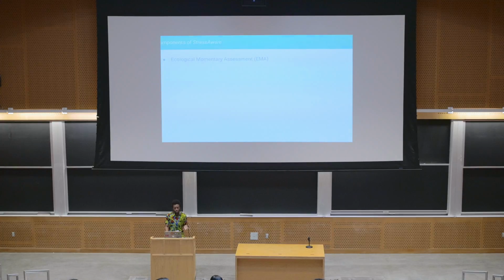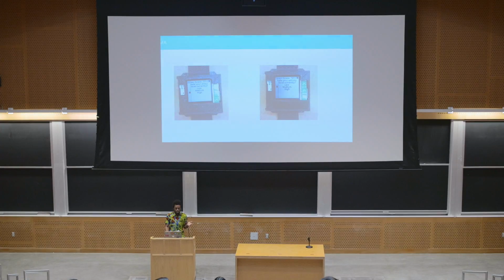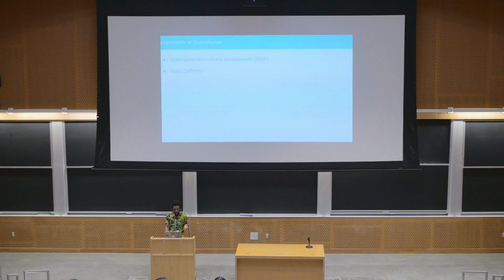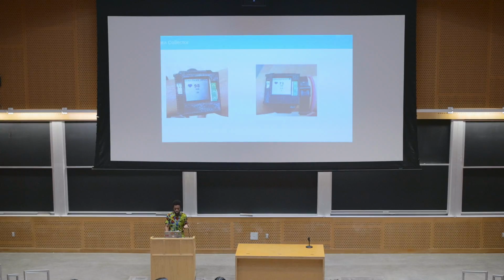So, the various components of the Stress Aware app. The first is the ecological momentary assessment, which is responsible for intermittently asking the subjects to rate their stress level as well as their activity level. The data collected from this is used as ground truth for training my machine learning model. The second component is the data collector, which is responsible for collecting heart rate and RR interval data from a heart rate monitor such as the Zephyr. Again, this data is used in training the machine learning model.